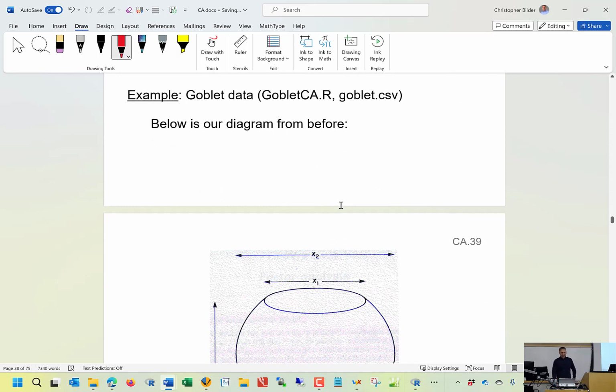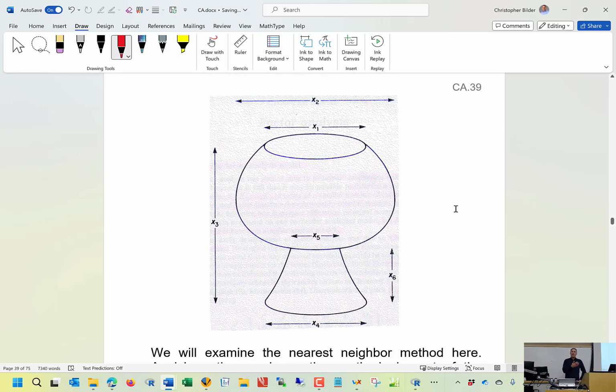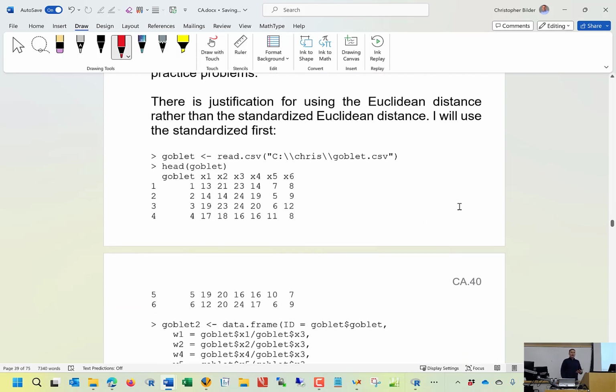So let's now take a look at the goblet data and do clusters with that, because that was one of the ultimate goals of these researchers, that they want to have natural groupings of these different goblets. We're going to look at this with respect to the nearest neighbor method. We're also going to use standardized Euclidean distance. This is one of the few times where just plain old Euclidean distance with the original observations could make sense. It would be justifiable. But we are going to focus on standardized Euclidean distance.